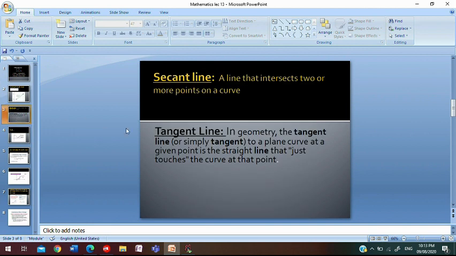And the tangent line in geometry, or simply when we call it a tangent to any curve at a given point, is a straight line that just touches the curve at that point.